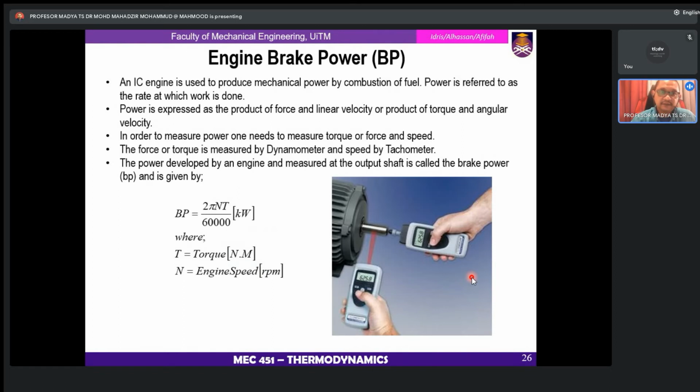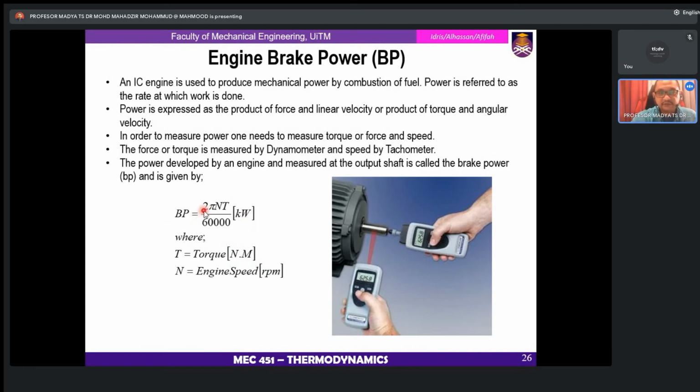The force or torque is measured by a dynamometer and speed by a tachometer. As you see in the picture, this is a tachometer. So the power developed by the engine and measured at the output shaft is called the brake power. Brake power, that is very important, and it is given by this formula.